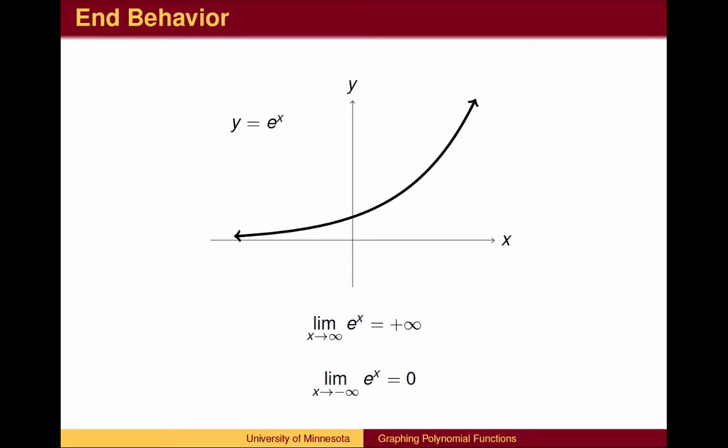It may be the case that a function approaches a specific value. Here is a graph of the exponential function. This is not a polynomial, but does illustrate the concept of end behavior. As the graph goes to the right, the values of the function e to the x go up. As the graph goes to the left, the values of the function e to the x get closer to 0.